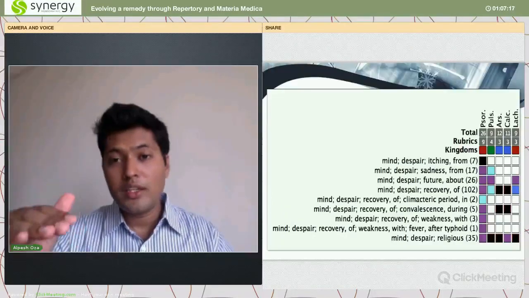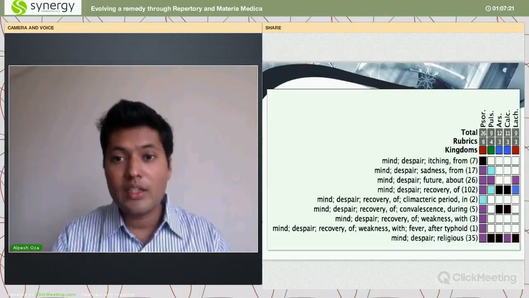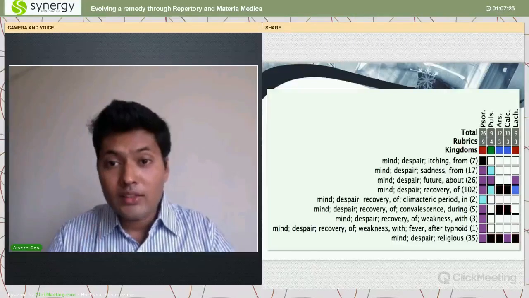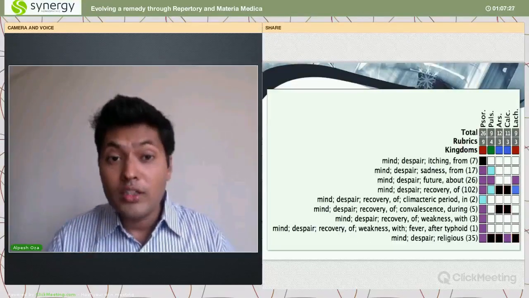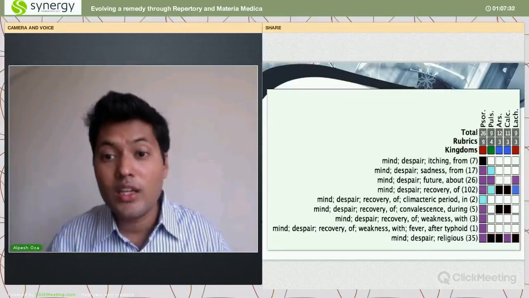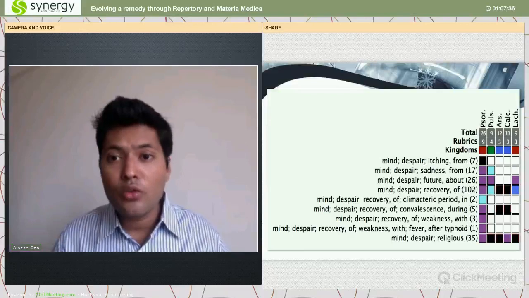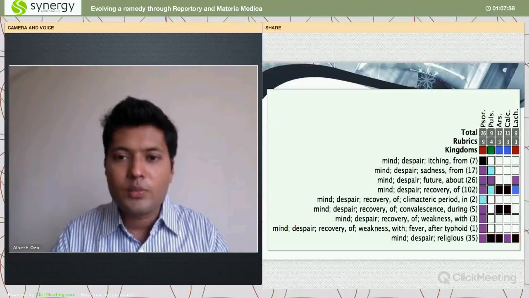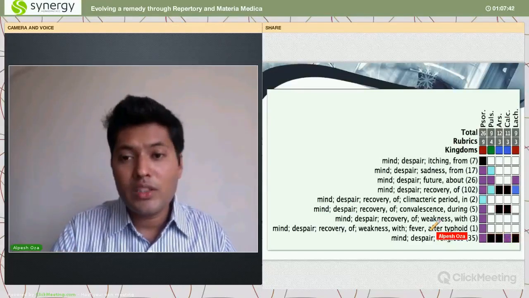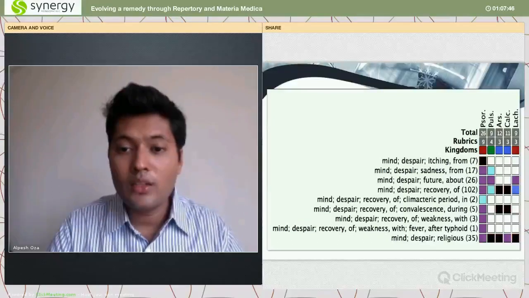When we read different sub-rubrics of despair, we'll see despair from itching, despair from sadness, despair about future, despair about recovery, despair with weakness, despair religious, despair with fever, and so on. So we see in every aspect this despair is coming through and through. So it is one of the main themes of Psorinum.